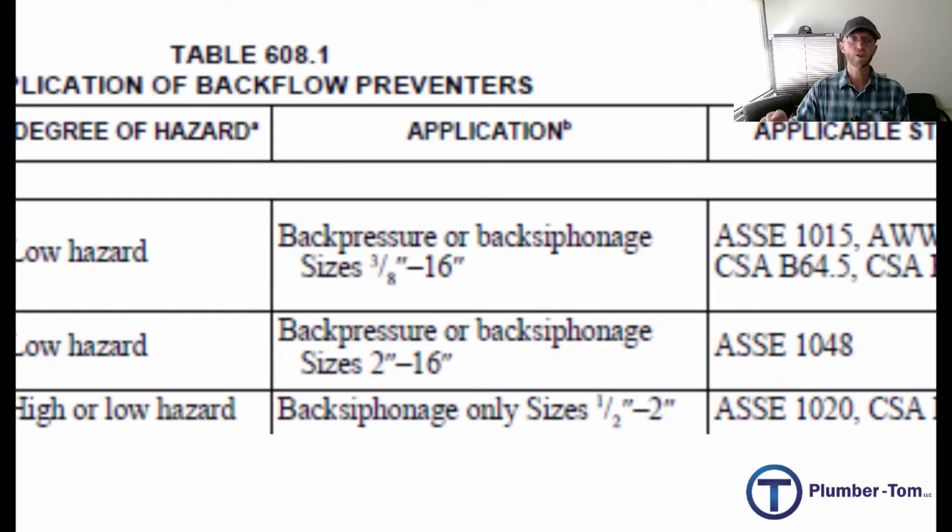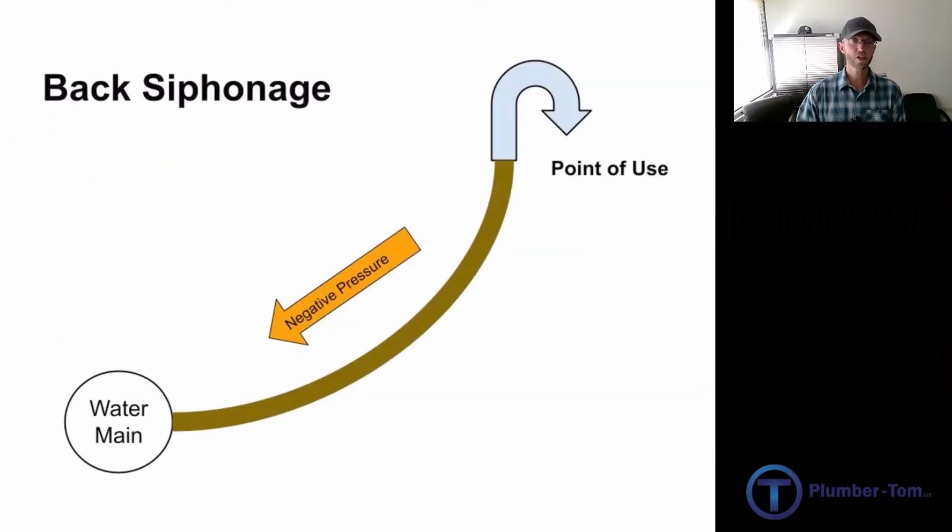Let's move on to the third column, which is application. There's back pressure and there's back siphonage. Some devices are good for one or the other or both. What's the difference between the two? Well, as we mentioned before, back siphonage is in reference to a negative pressure. It's a vacuum. The water main has been shut down, it's draining the system, and any open faucet or valve is going to create a vent. It's going to flow backwards. It's going to suck the fluids in.